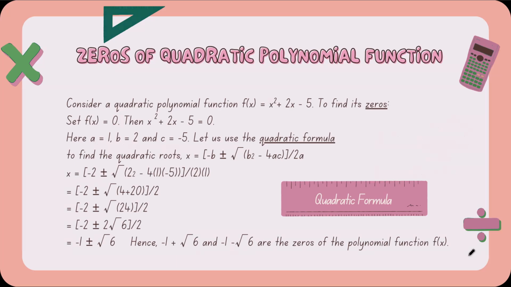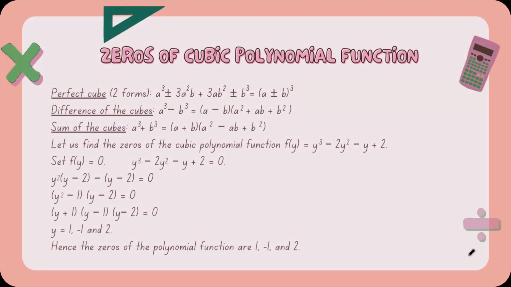All right. Zeros of a cubic polynomial function. For this, we need to use identities. So how do we use identities here? Let's see. What is a perfect cube identity? That is a plus b the whole cube, right? So what is a plus b the whole cube? It is a cube plus, right? a plus b the whole cube. What will it be?